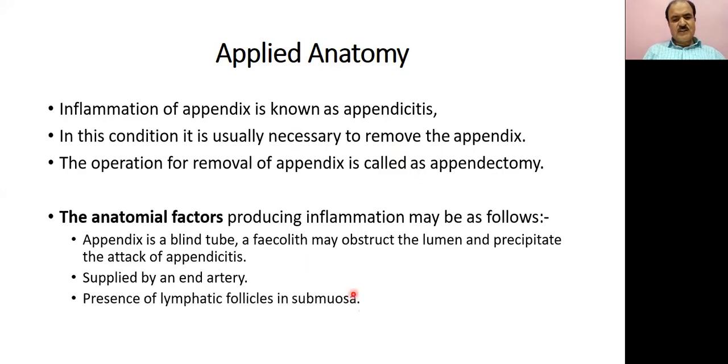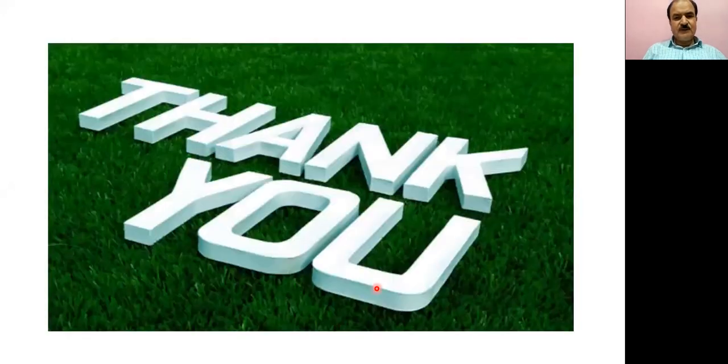Presence of lymphatic follicles in the submucosa. This is very important. The appendix has a lot of lymphatic follicles in its submucosa. So if there is inflammation of any lymphatic follicle patch, that may obstruct the lumen and will cause appendicitis. Thank you. Any questions?